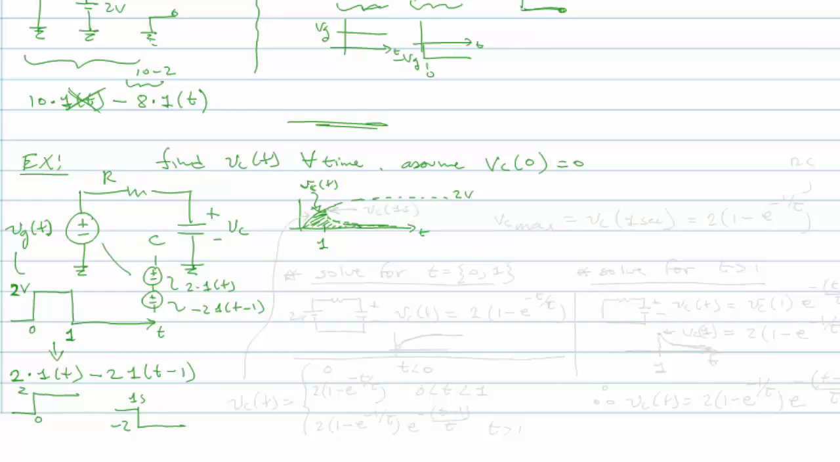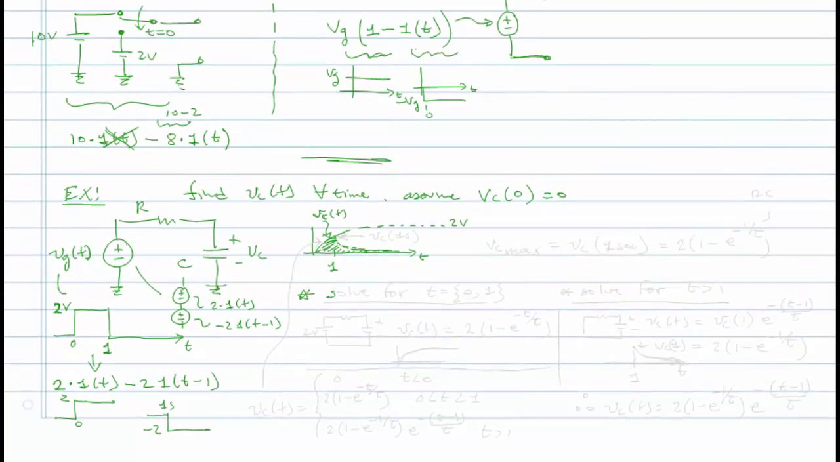So now how do we go about solving it? Well, we can solve it 2 ways. One is we can use superposition, and two, we can solve it for time t from 0 up to 1 second, and then solve it as a separate solution from time 1 second on. So we'll try both of these. Let's first solve for t equal to 0 to 1 second, and then here we're going to solve for t greater than 1 second.